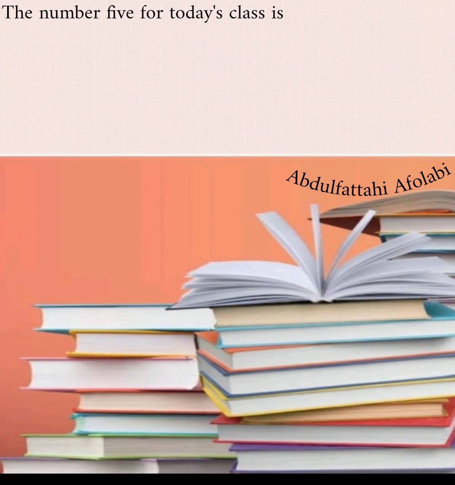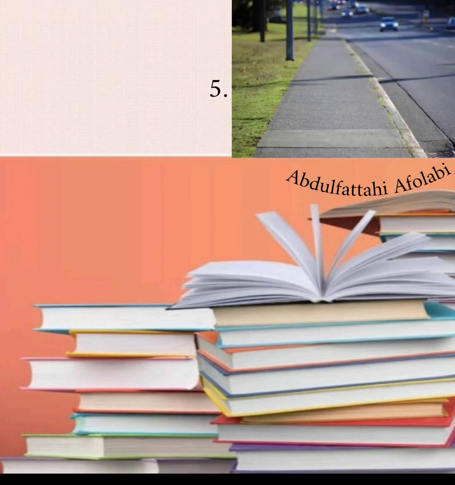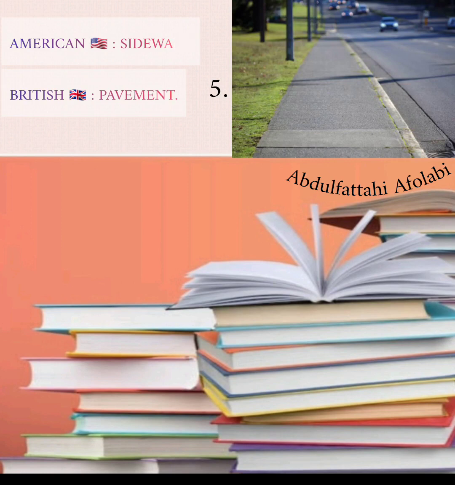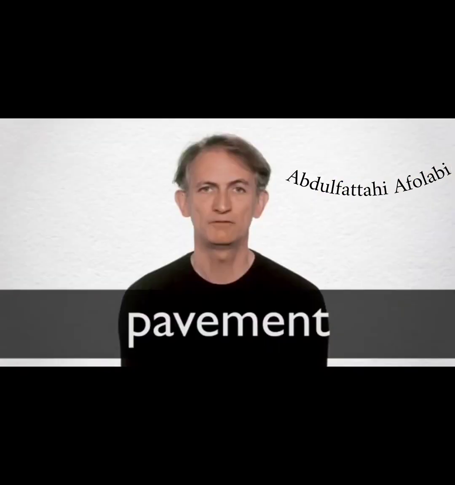The number 5 for today's class is this. Beside the major road, the big and huge road, we have a minor road that people pass. What do you call this? This minor road beside the major road is called in America sidewalk. Sidewalk. While in British vocabulary it is pavement. But in Australia it is footpath. Sidewalk, pavement, footpath.